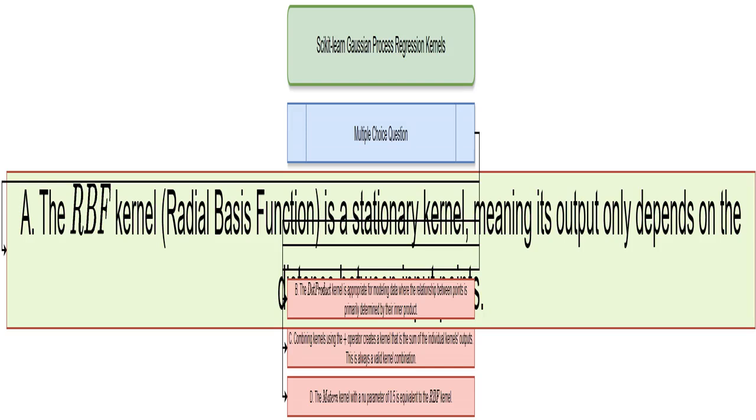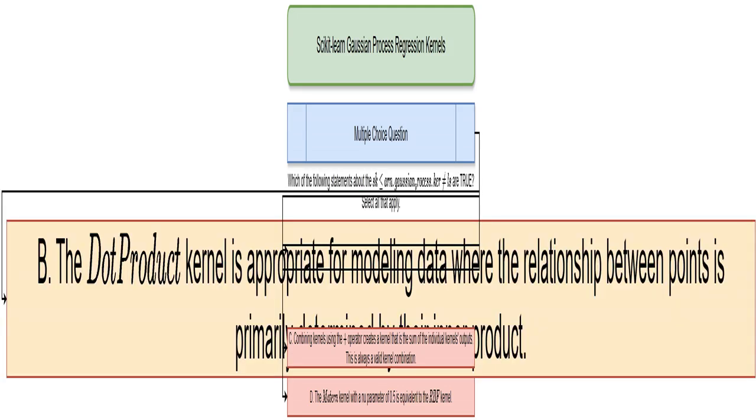The radial basis function, RBF, kernel is a stationary kernel. That means it only cares about the distance between two data points, not their absolute locations. Imagine the distance as a measure of similarity. The closer the points, the more similar, and the RBF kernel reflects that. The dot product kernel is perfect when the relationship between data points hinges on their inner product. Think of it as a measure of how much they align. It's like seeing how similar two vectors point in the same direction.